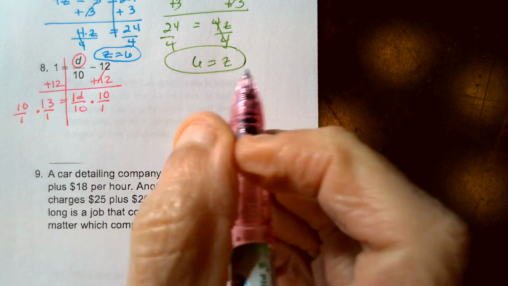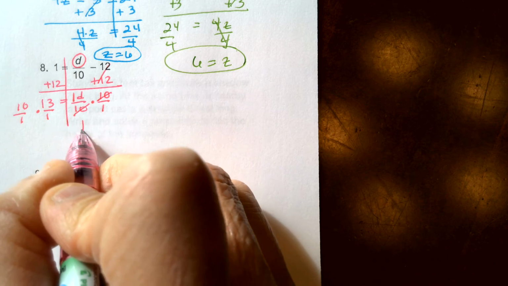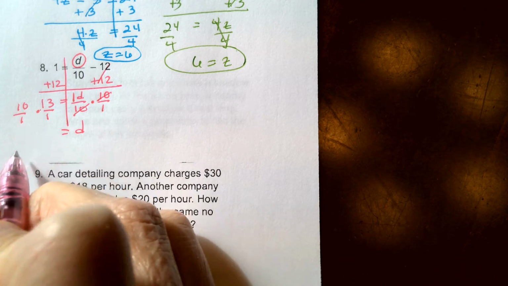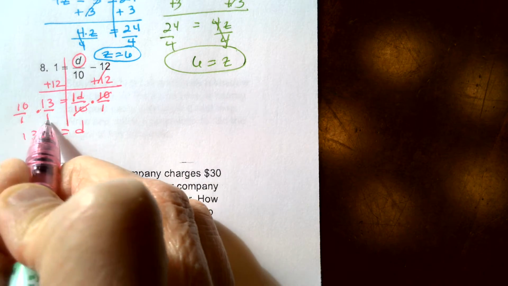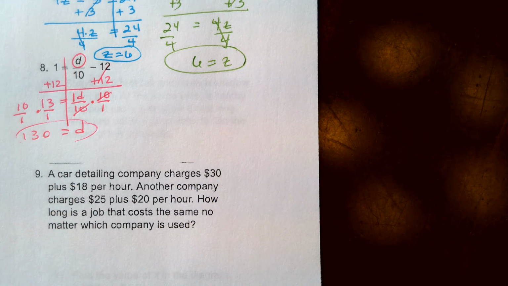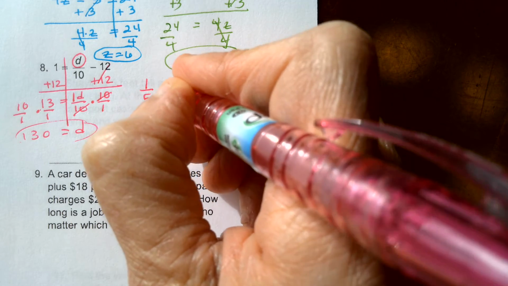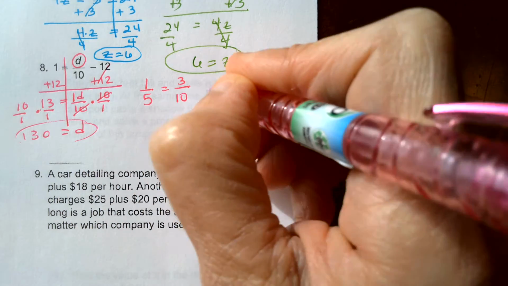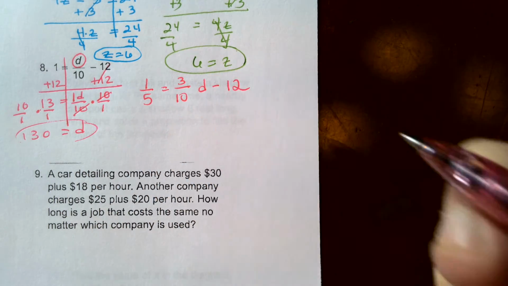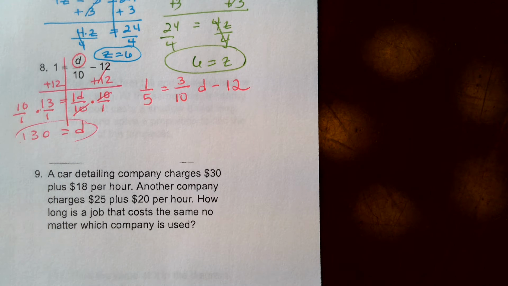This again is over 1. So the 10s cancel, I'm left with D. 10 times 13 is 130 over 1. Okay, so I want you to try this. Write that down. Pause the video and do it.